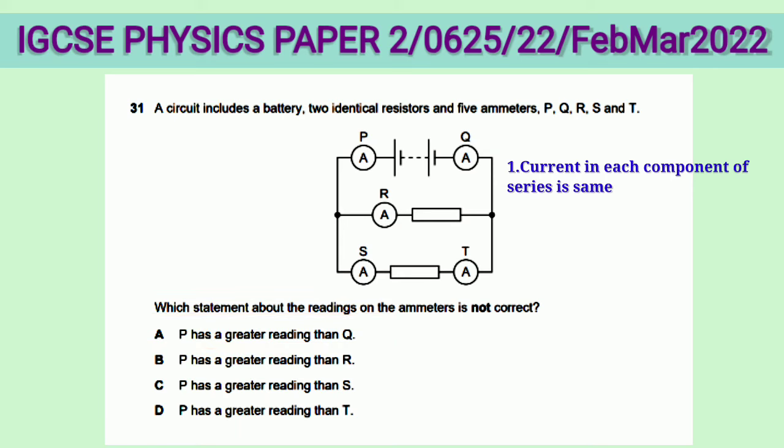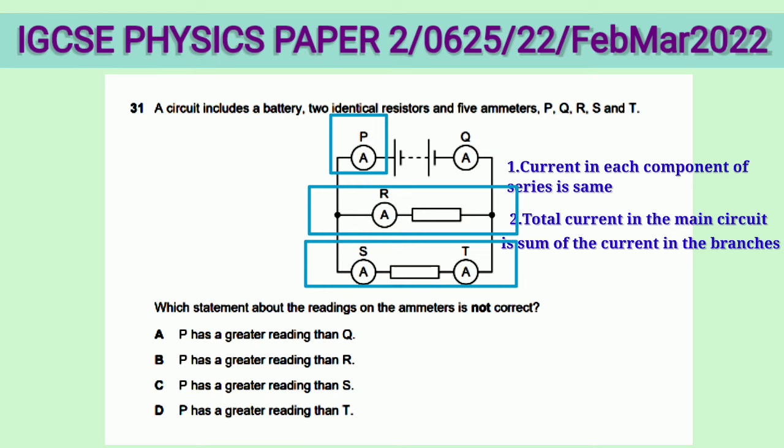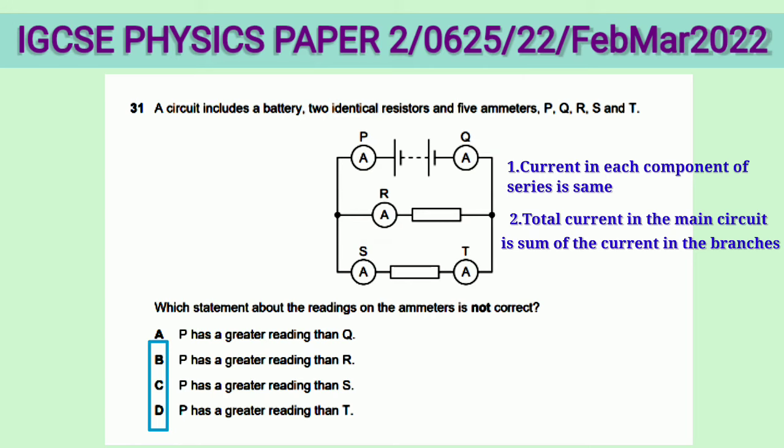Let's check other statements too. Second point which we have to remember is total current in the main circuit is sum of currents in the branches. Current in ammeter P will be sum of currents in these two branches. So reading in P will be greater than any of the readings of R or S or T. So option B, C, D are all correct statements. P has greater reading than R, P has greater reading than S, P has greater reading than T. So correct answer here is option A. P has greater reading than Q is incorrect statement and correct answer.